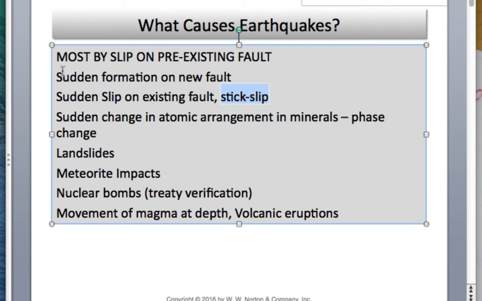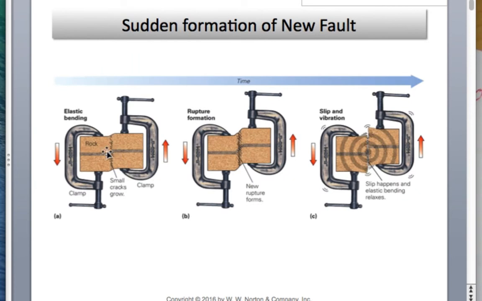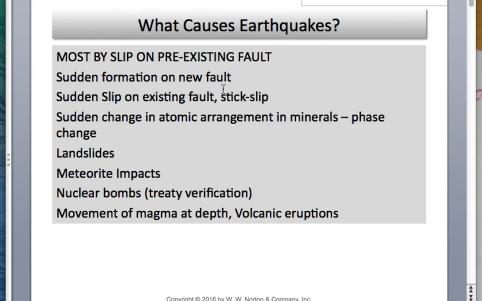Other causes include the sudden formation of a new fault, where microfractures develop. In this picture, we get these fractures developing, and eventually they connect and slip, forming a brand new fault. That's not as common, because most quakes occur on an already pre-existing fault. You could also get a sudden change in atomic arrangement in minerals, called a phase change. Usually it deals with density, and that occurs in the mantle under higher pressures, in deeper regions where rocks are still behaving brittly, or solid. They can shift to these more dense varieties.